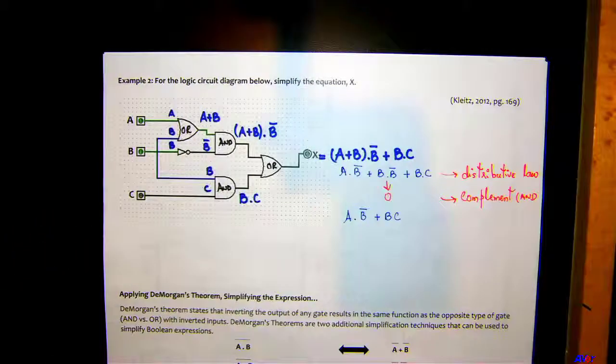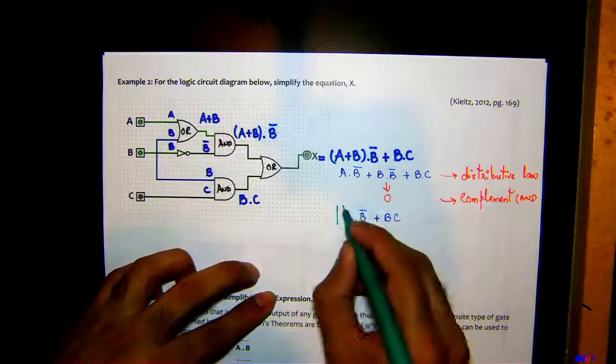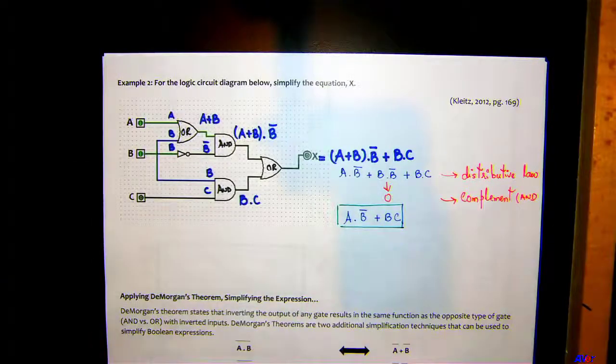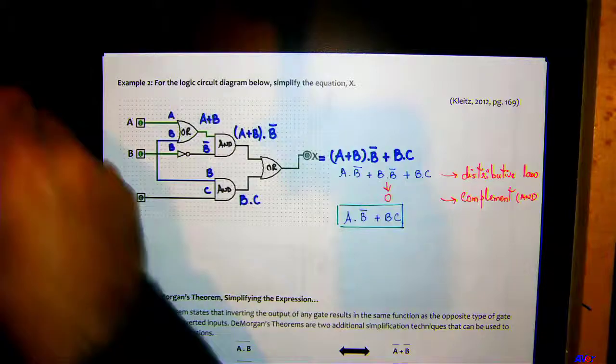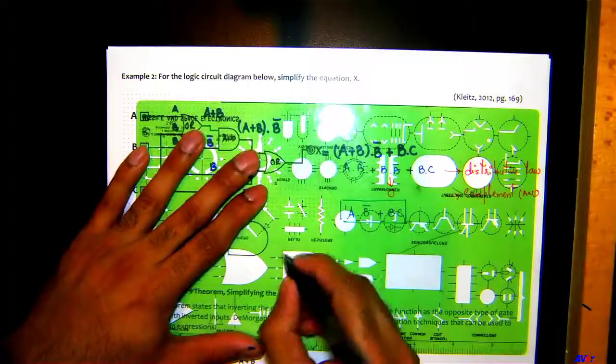Can you further simplify this equation? Yes, guys. Can you further simplify this equation? A dot B bar plus BC. We really cannot, right? So this is where we stop. Okay. And if you have to make this circuit, you basically need 2 AND gates. And then you need 1 OR gate.